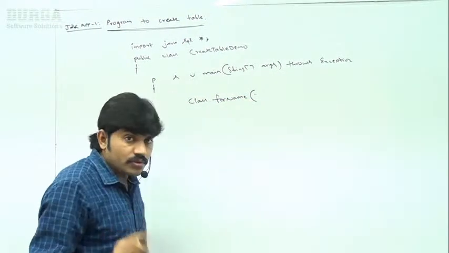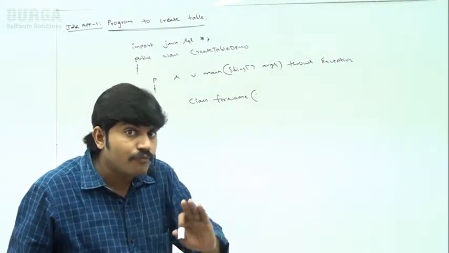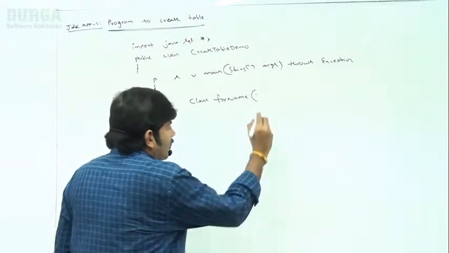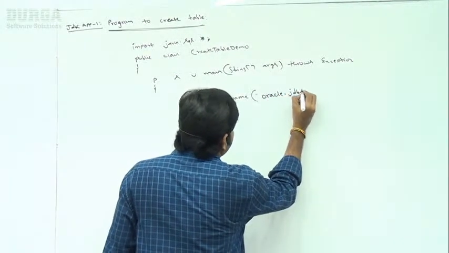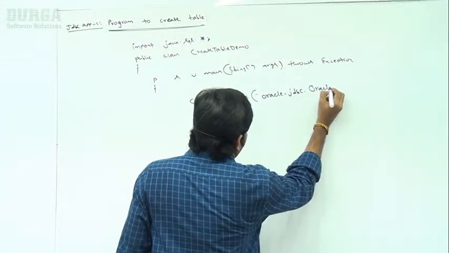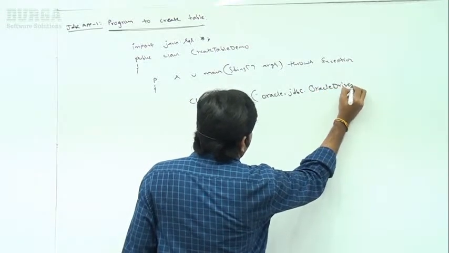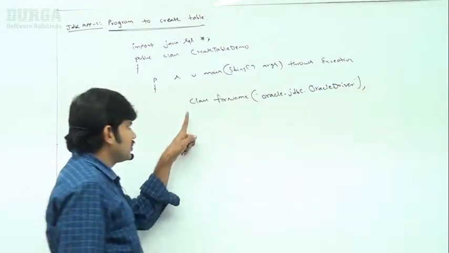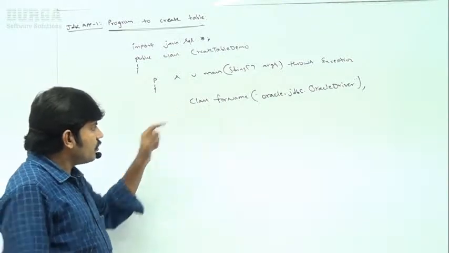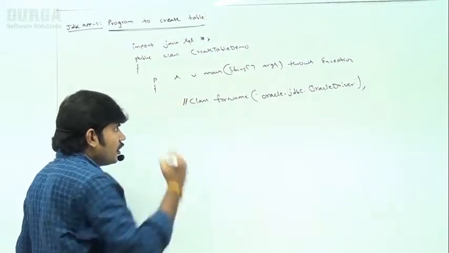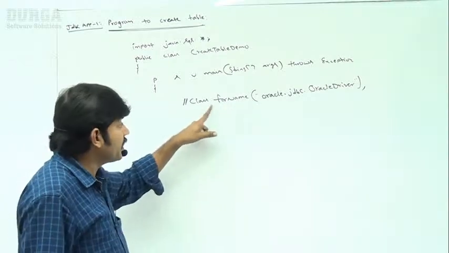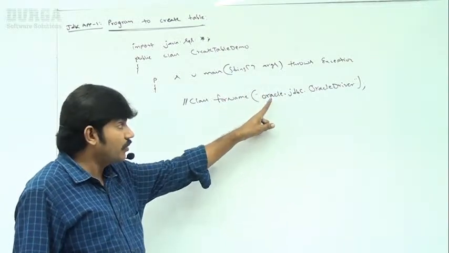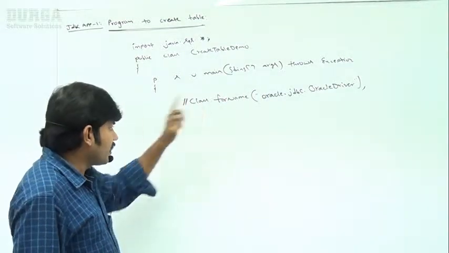I want to use the type 4 driver of Oracle. Can you spell out what the class name is, sir? oracle.jdbc.OracleDriver. This is the driver class name, Class.forName. If you want, you can ignore that, because from JDBC 4.0 version onwards, automatic loading of the driver class is there. Sir, we are not required to do it.